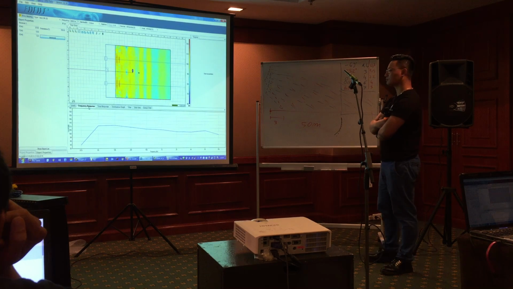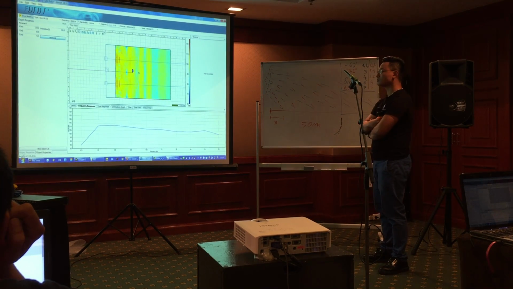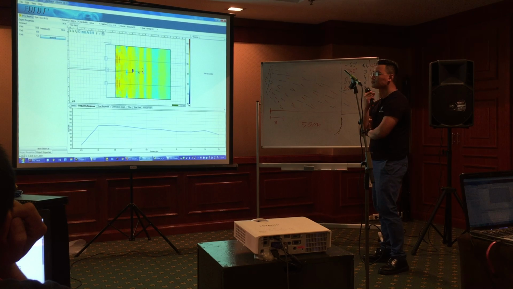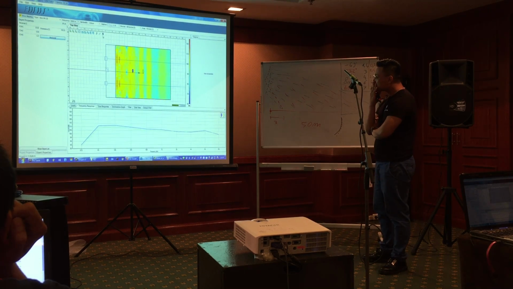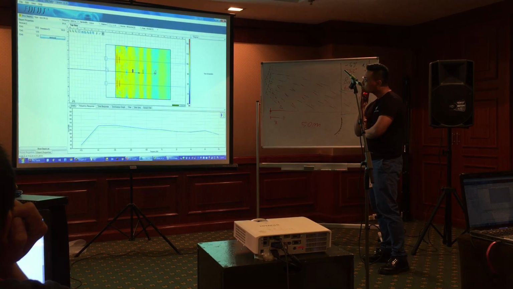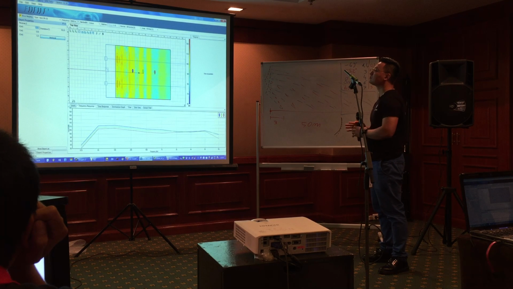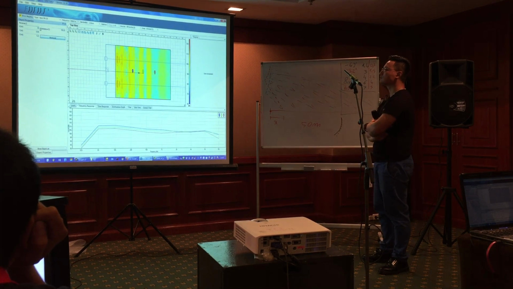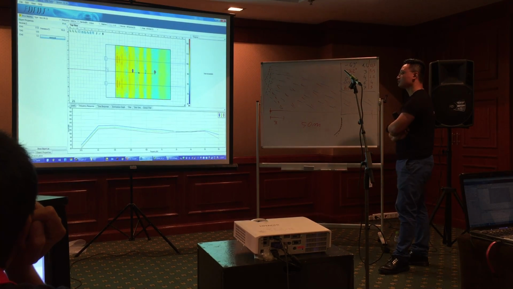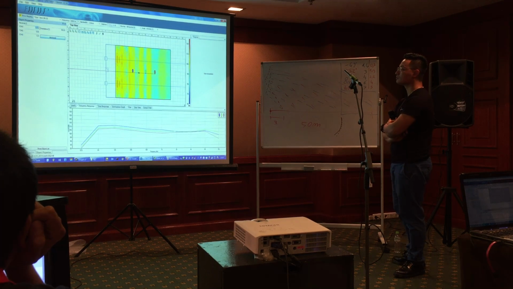I can add more than one receiver. So I can make one at 20 meters, one at 30, and one at 40, for example. This is 30 meters, and this is 40 meters.